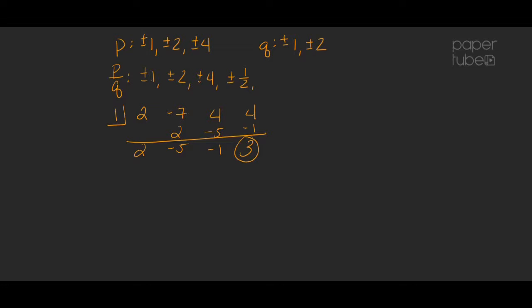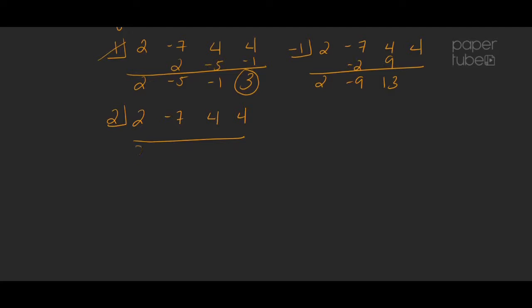I can see because the remainder is not 0 that this is not a 0 of the function. So let's try -1. And I can tell that one's not going to work either. So next I'm going to move on to the next number in my list, which would just be 2. This one looks like it's going to work.